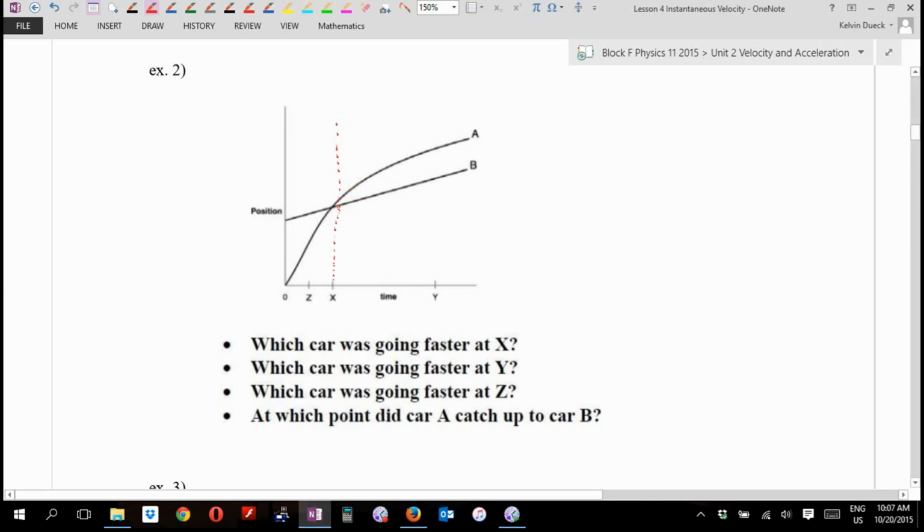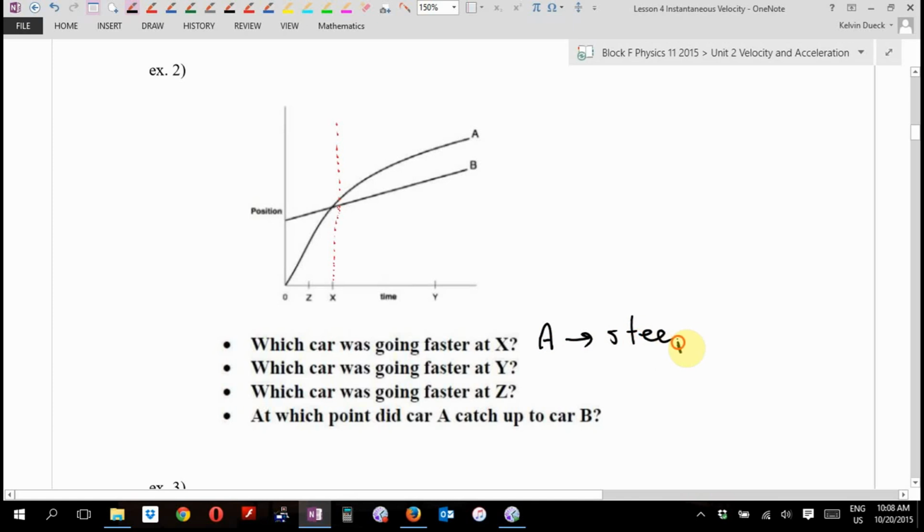How do I find faster? Well, the first thing I better figure out is what kind of a graph this is. Okay, position versus time, distance versus time. So where does faster appear on this graph? It was the key idea from the last lesson: slope. So when it says which car is going faster at X, what's it really asking me? Which car has a steeper slope? At location X, what looks steeper, A or B? I think A, yes?